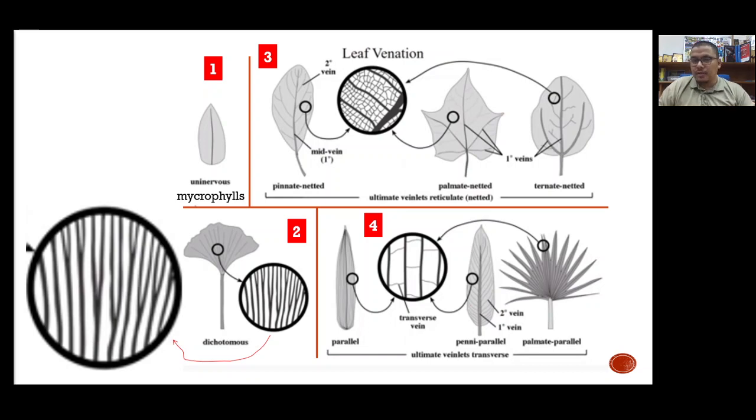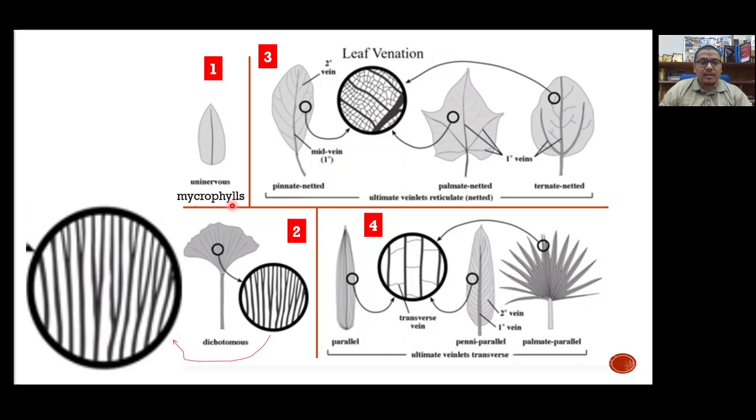The venation of leaves. Now this diagram goes into more detail than we need. There are basically four types of leaves, if I can say, shown here. The first type, which is called uninervous, means only one vein. Now that's a really great description of these leaves, but it's not the most common term here. This type of leaf is usually called in many textbooks microphylls.